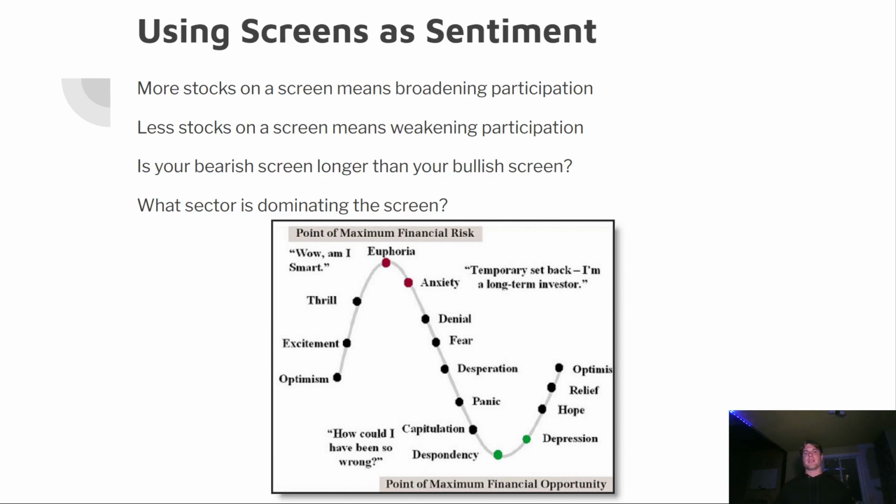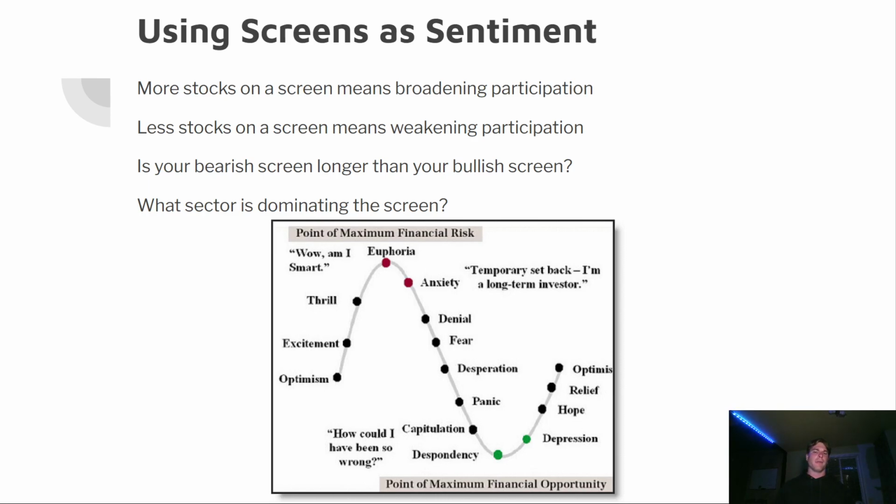Sentiment within screens can also be a little bit interesting. At the bottom of a bear market, you'll usually see a momentum thrust, and a screen thrust can more or less be the same thing. If all of a sudden you see a bunch of names pop up after a long trend of maybe only 30 or 40 names, that's a piece of information that you want to hold on to and make sure that you're starting to really add to your positions.